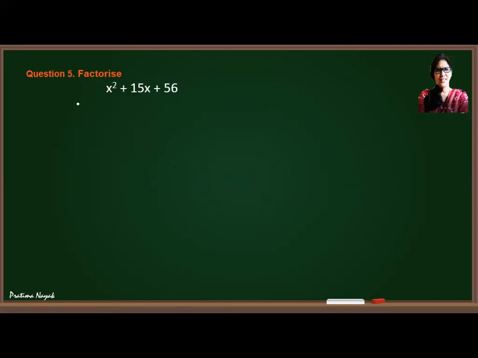Next, question number 5. X square plus 15x plus 56. So think of the numbers which, when you multiply, you will get 56, and when you add them, they will give 15. It will take time because it is a big one. Still you can think. 56 into 1 cannot be, 28 into 2, no, it is 15. 28 plus 2 cannot be 15.